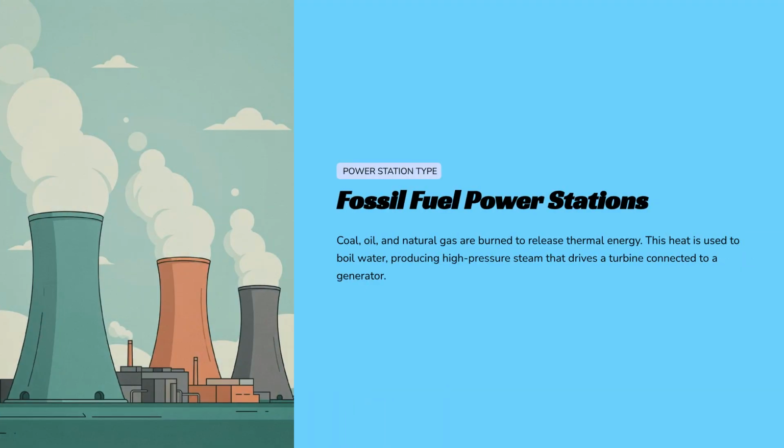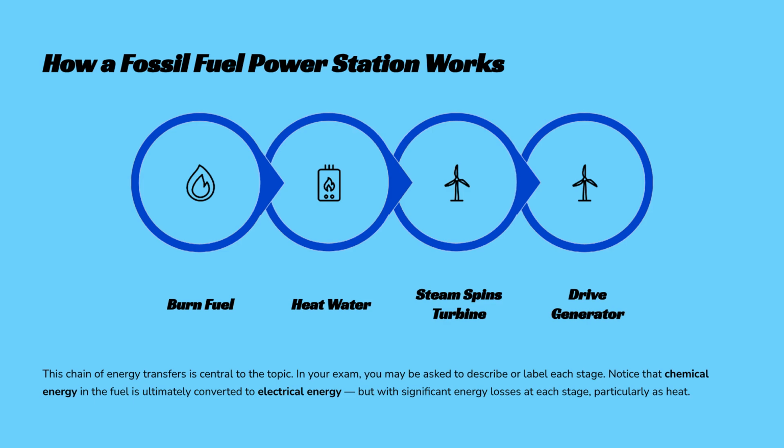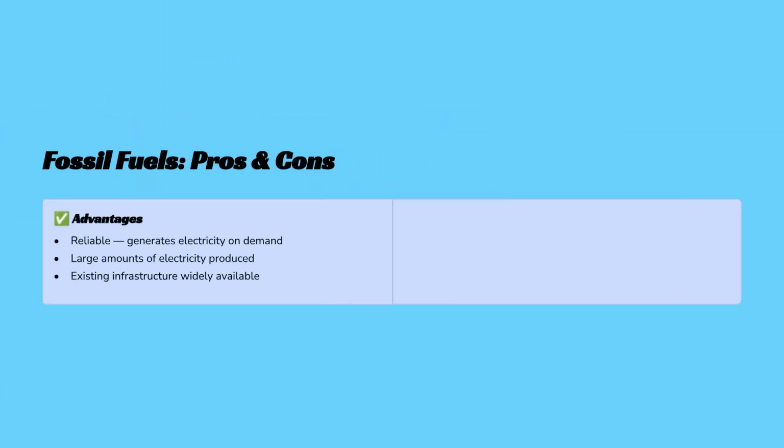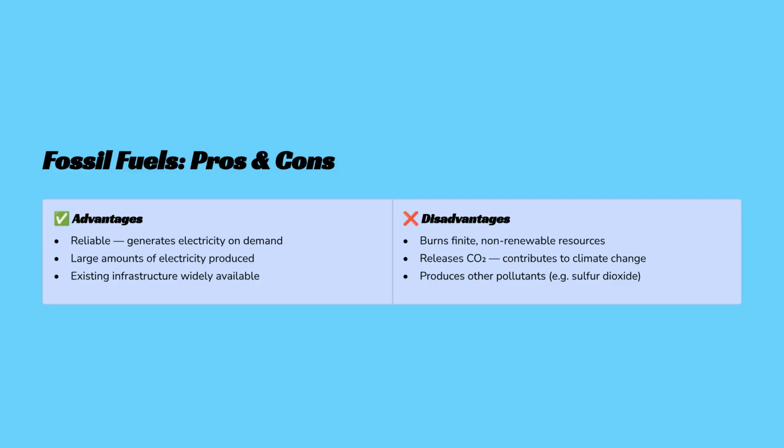In fossil fuel power stations, coal, oil, or gas are burned to release thermal energy. This heat boils water, creating high-pressure steam that drives the turbine. The energy transfer chain in a fossil fuel station is vital for exams. Chemical energy in the fuel turns into heat, then kinetic energy of the steam, then electricity, with some losses as heat. Fossil fuels are reliable and produce large amounts of energy, but they are non-renewable and release greenhouse gases like carbon dioxide and other pollutants.